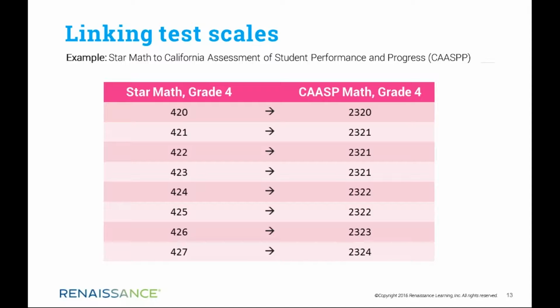At the end of the day, what we get is called a concordance table. Here's a very small snippet of what a concordance table looks like. It's basically saying one score on one test is roughly equivalent to another score in another test. This is that point-by-point linking I was talking about before. This example is from STAR Math in grade 4 to the California State Test, also in grade 4 Math.